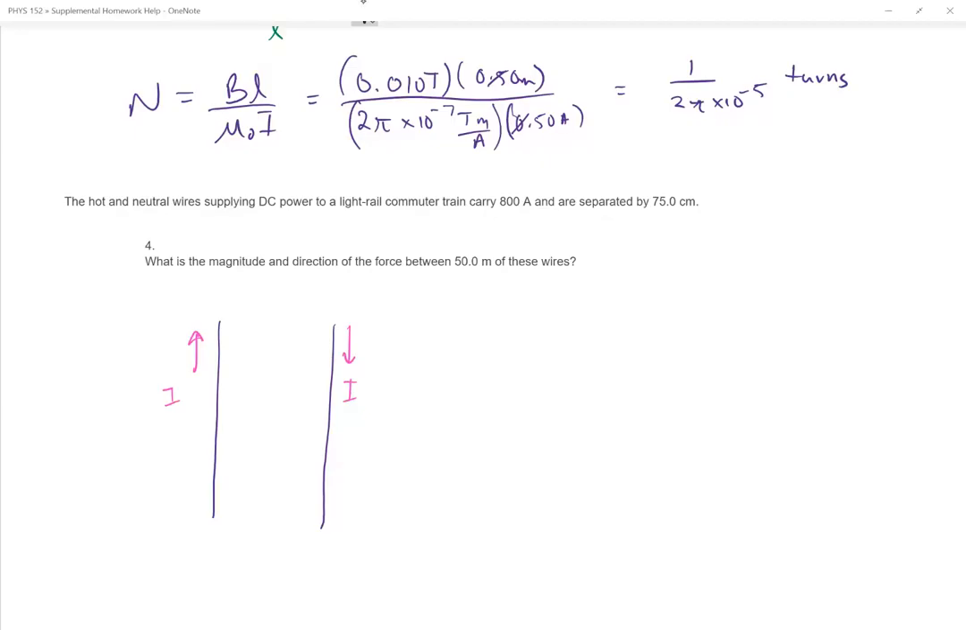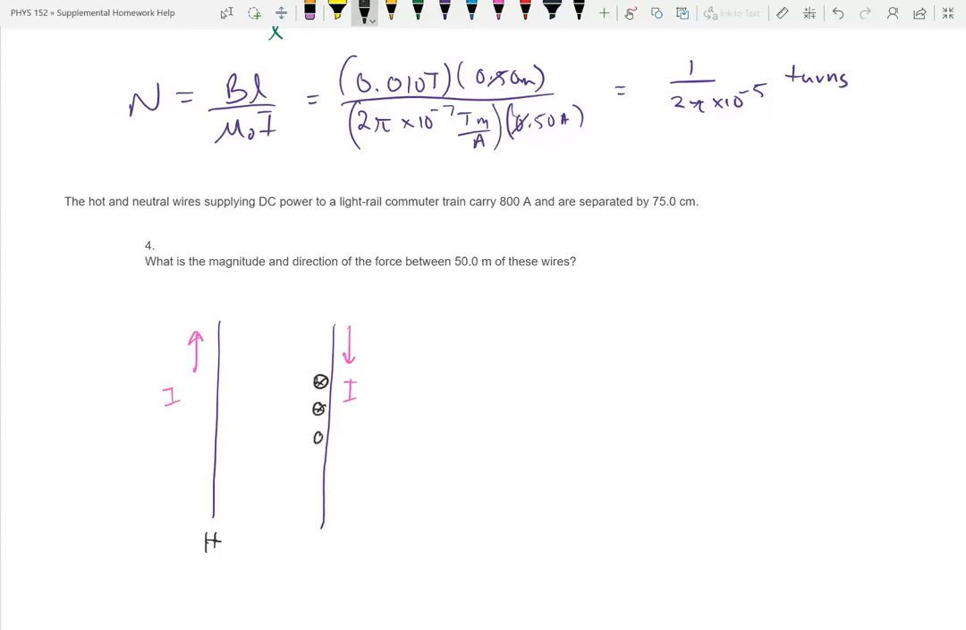Okay. So the current in, let's call this hot, is going to make a magnetic field that, because of the right-hand rule, is going to be going down over here. So now using the right-hand rule again, force equals I L cross B. Take my right hand, put my index finger in the direction the current's going, and then orient my fingers going in, and my thumb is pointing out. So the force is pushing them apart if the currents are going in opposite directions.